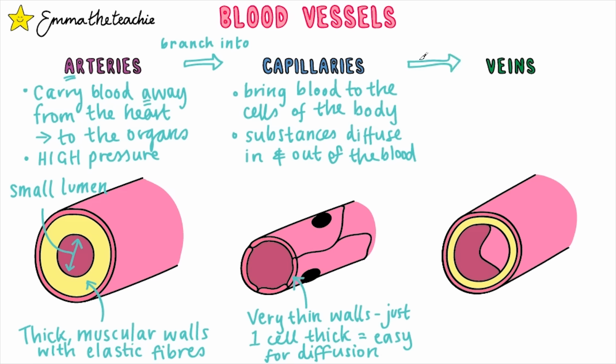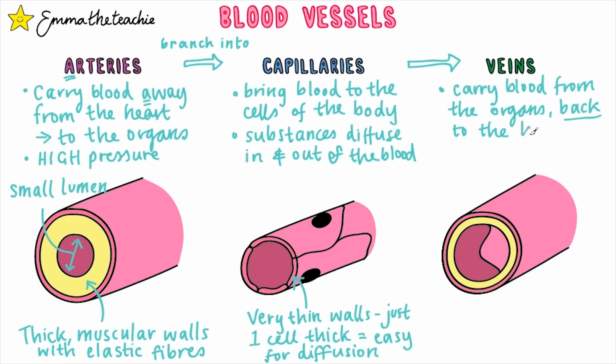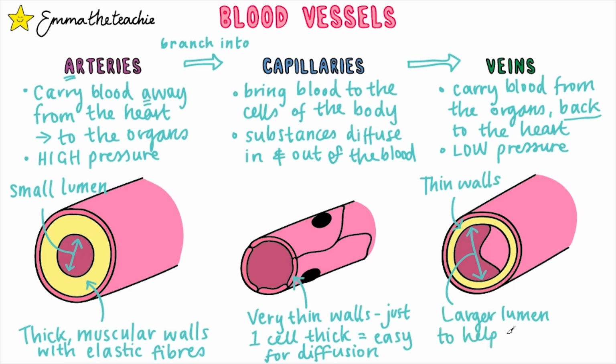The blood will then pass from the capillaries to the veins. They carry the blood from the body's organs back to the heart. At this point, the blood is under lower pressure. This means that veins can have thinner walls as they don't need to maintain a high pressure. They also have a wider lumen to allow the blood to flow easily through it with less resistance.